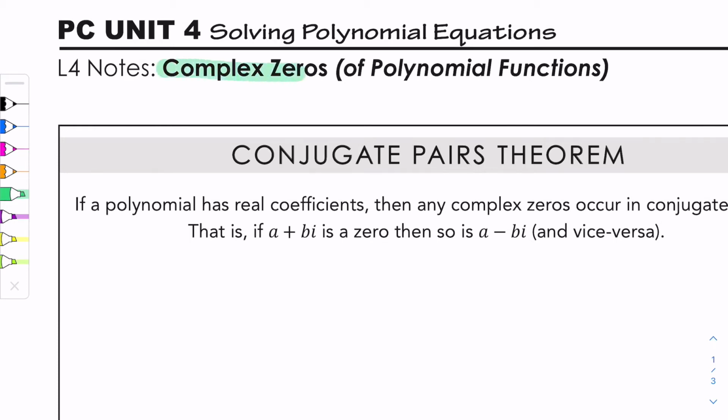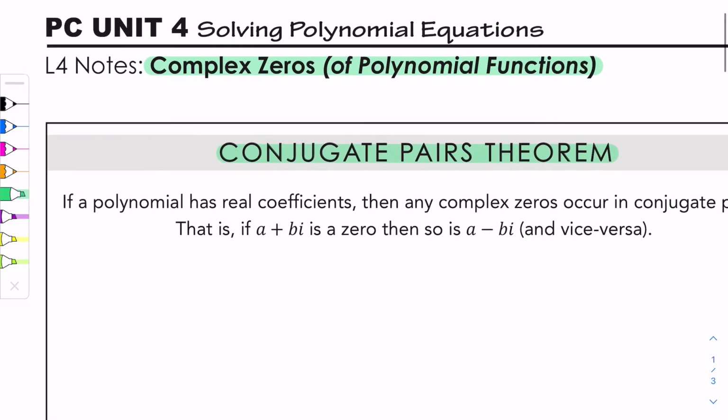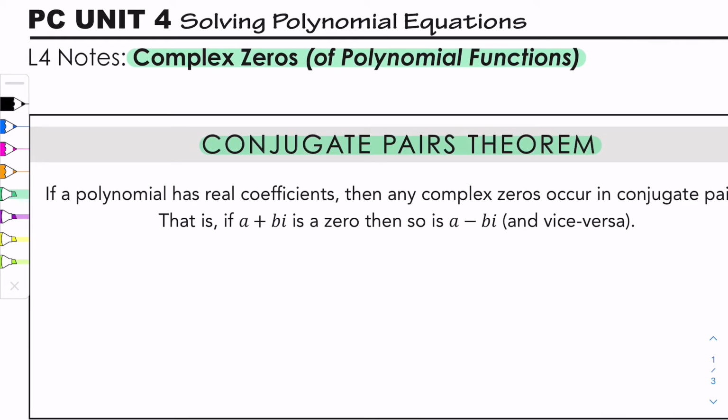Today's lesson is on complex zeros of polynomial functions. We're going to start by looking at the conjugate pairs theorem. This theorem says that if a polynomial has real coefficients, it could be something such as p of x is equal to x cubed minus 3x squared plus 9x plus 13. So here's our real coefficient polynomial.